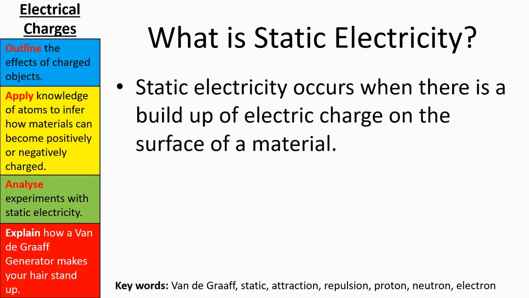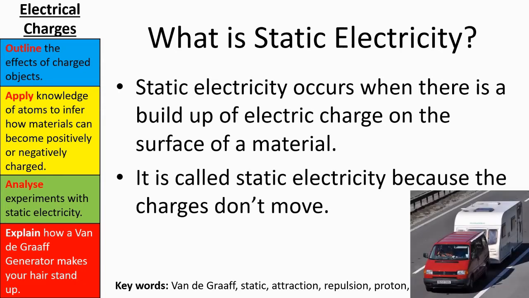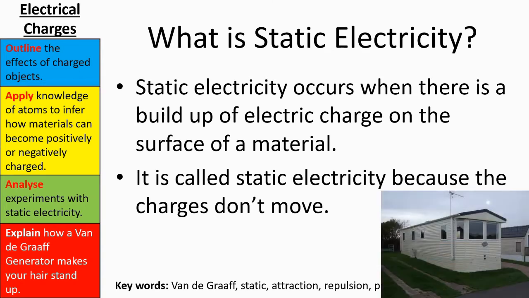Static electricity occurs when there is a buildup of electric charge on the surface of a material. It is called static electricity because the charges don't move. Here's an example of where you might have heard the word static before. This is a regular caravan. This caravan can move. This is a static caravan. The static caravan doesn't move.